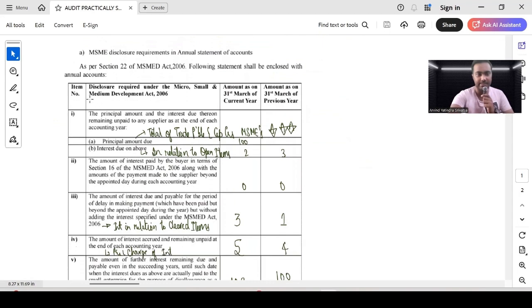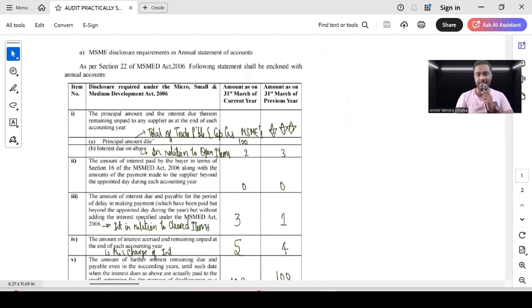So basically, Section 22 of the MSME Act prescribes the disclosure. Just remember that this disclosure is not governed by Schedule 3. Instead, it is governed by the MSME Act itself. So you need to understand that this is flowing from the MSME Act, right? First, the principal amount and the interest due thereon remaining unpaid to any supplier at the end of each accounting year. Okay, first let's take a look at the principal amount due.